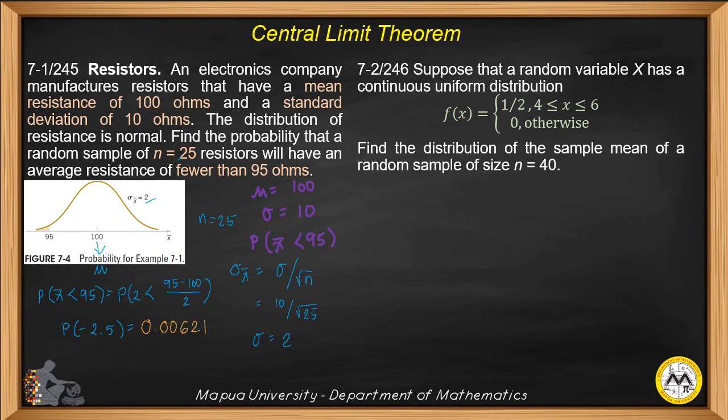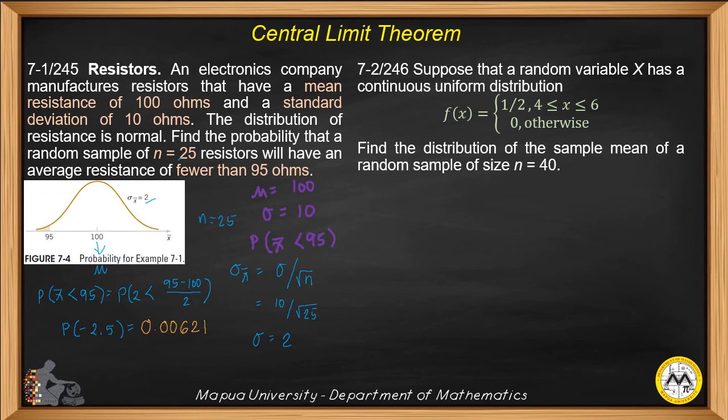Let's have another problem. Suppose that a random variable x has a continuous uniform distribution with f of x equal to 1 half for x from 4 to 6 and 0 otherwise. Find the distribution of the sample mean of the random sample of size n equals 40.